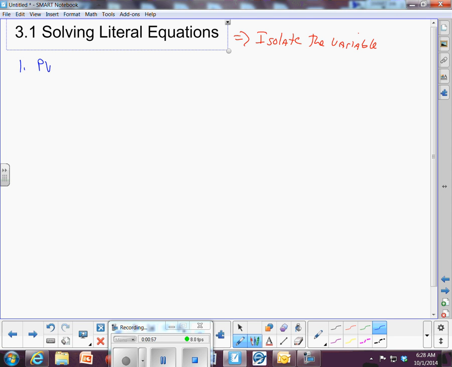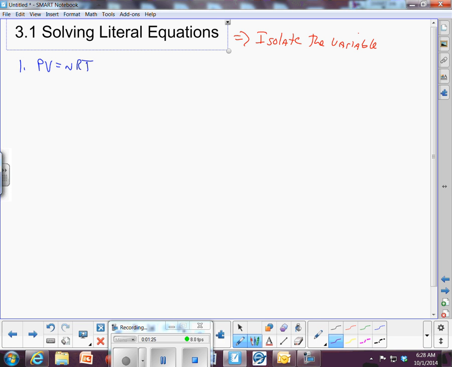Let's do PV equals nRT. This is actually a physics formula. It's the pressure times the volume equals the number of moles times a constant times the temperature. I know you don't know what that means. That's okay. But this is an actual formula, and they'll tell you what they want you to solve for.